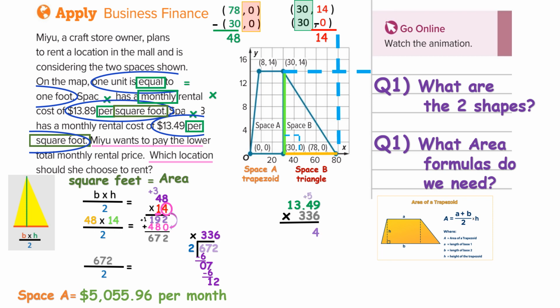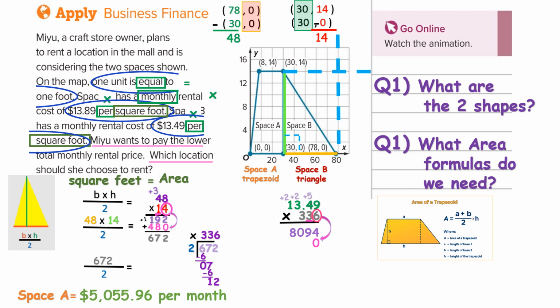I put down my 4 and carry my addition of 5. 6 times 4 is 24 plus 5. Well, that's 29. Put down my 9, carry my addition of 2. 3 times 6, that's 18, plus 2 is 20. Put down my 0, carry my addition of 2. And then 6 times 1 is 6 plus 2. That gives me 8.